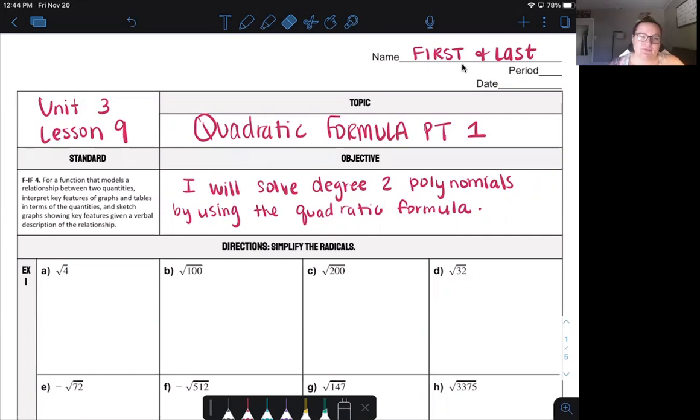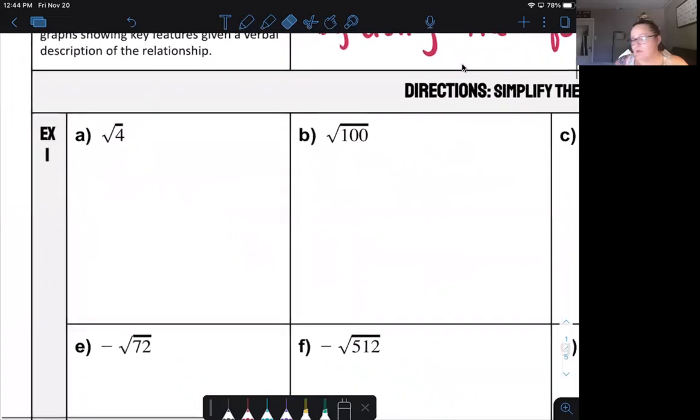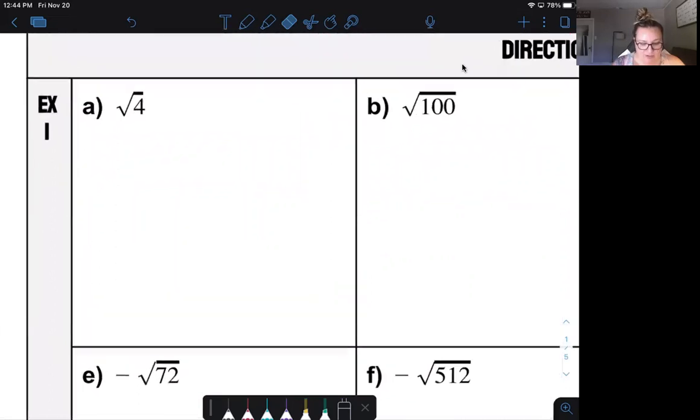Before we use the quadratic formula, though, it does involve a square root or a radical. So we need to practice simplifying radicals before we start using the quadratic formula. So for example 1, part A, we are going to simplify the square root of 4. Now, hopefully this is a review of what you learned in Algebra 1 last year.